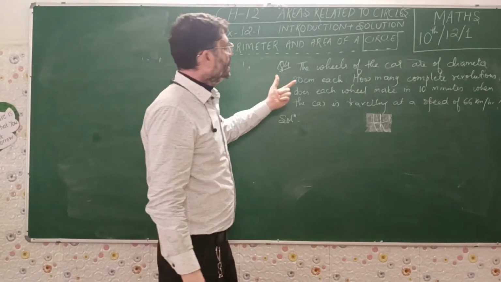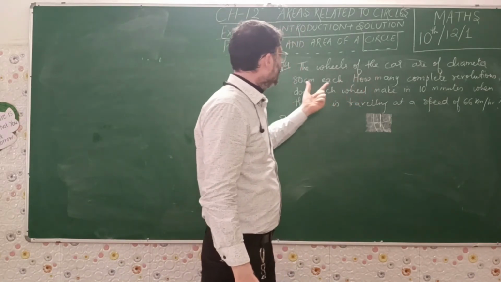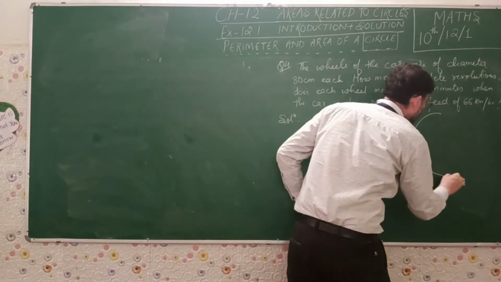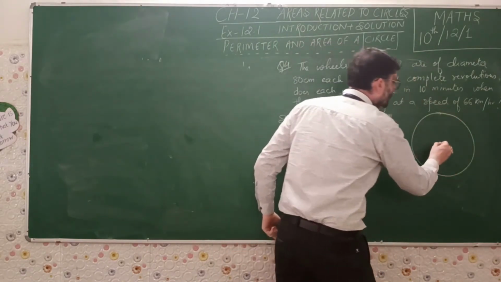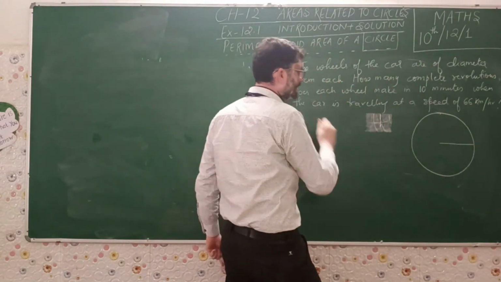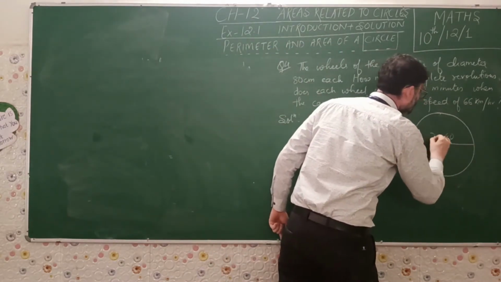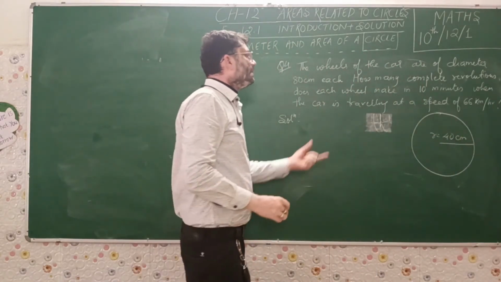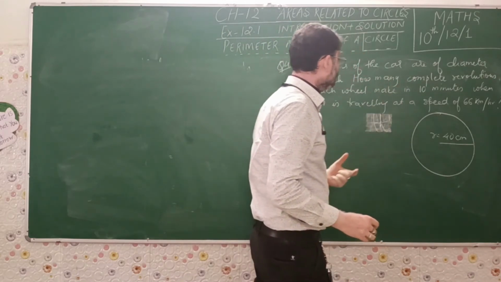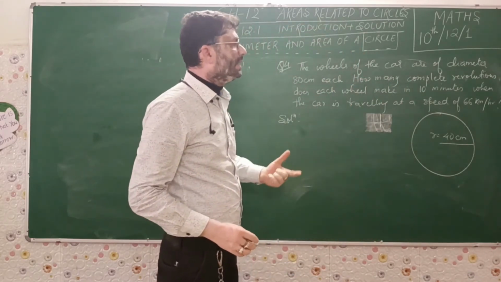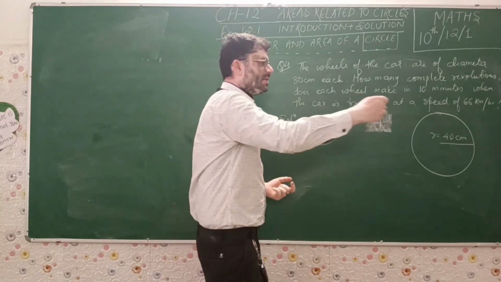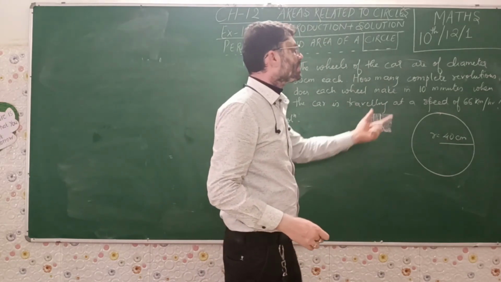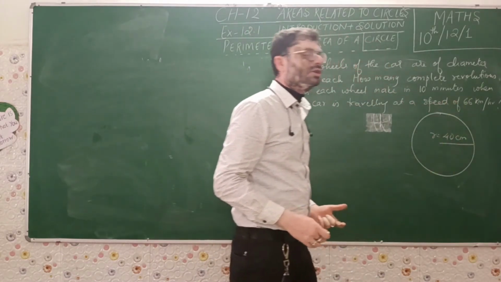So the wheels of the car are of diameter 80 centimeter each. So there are wheels of car, all wheels are equal. So let us consider one. It is of diameter 80 centimeter. So we can take radius to be 40 centimeter because radius is half of the diameter. How many complete revolutions does each wheel make in 10 minutes? That means the car is moving. How many revolutions will it make in 10 minutes if the speed of the car is 66 km/h?